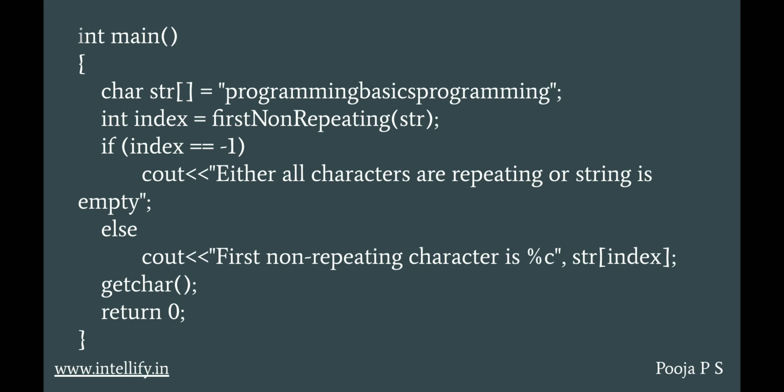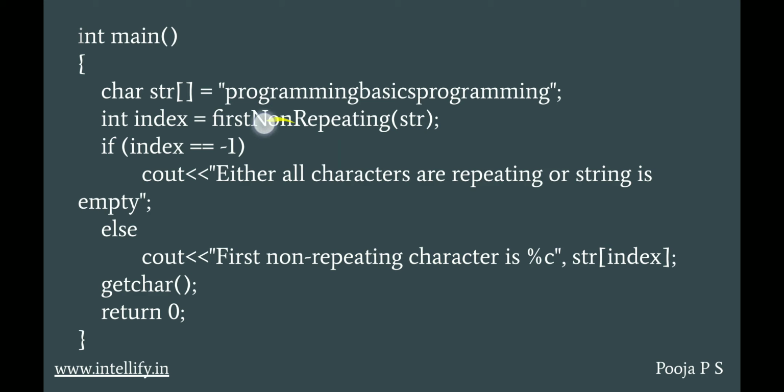So this is the main code or the driver code. Here we are creating a simple string, that is "programming basics programming". I am considering here the simple string, and here we are calling the first non-repeating function, and if this function returns index equal to -1, then we are printing either all the characters are repeating or the string is empty. Else we are printing the first non-repeated character %c, that is we are printing the character at the index that this function returns.